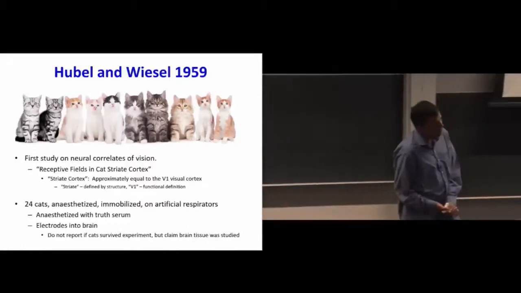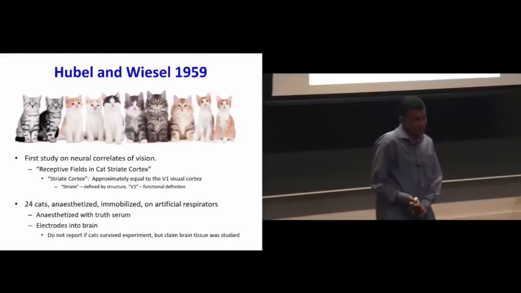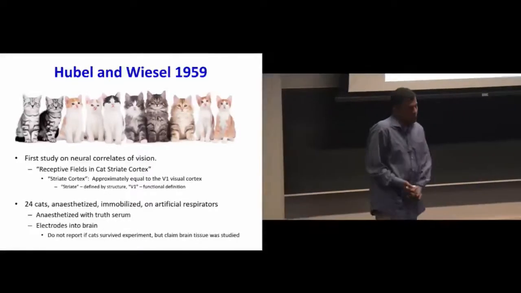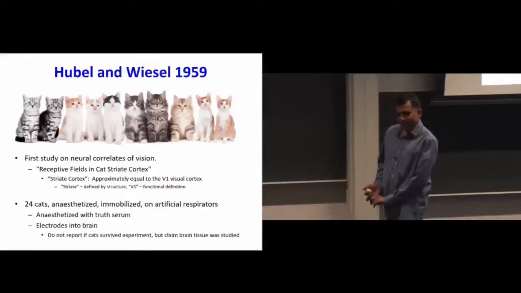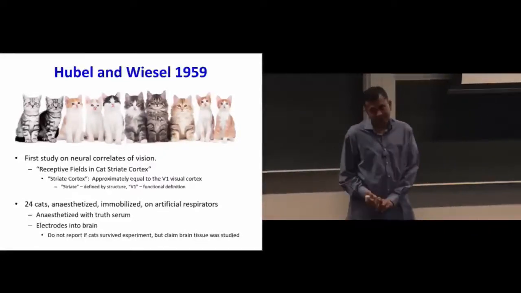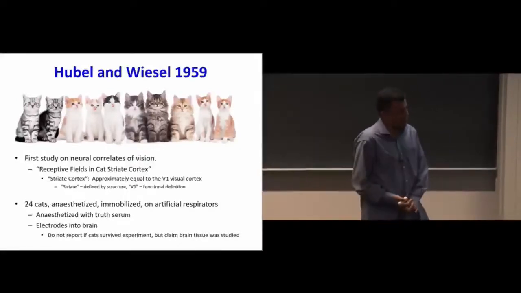They anesthetized 24 cats, and then they immobilized them and put them on artificial respirators. They used truth serum to anesthetize them. They never actually told anybody if they killed the cats or not, but they did report that afterwards they analyzed the brain tissue. So I'm assuming the cats didn't come to a happy end.